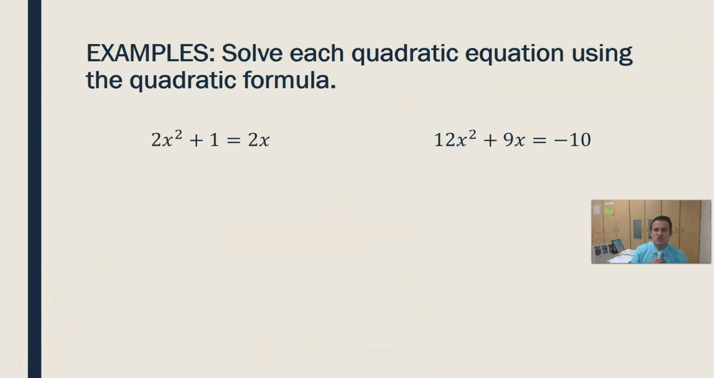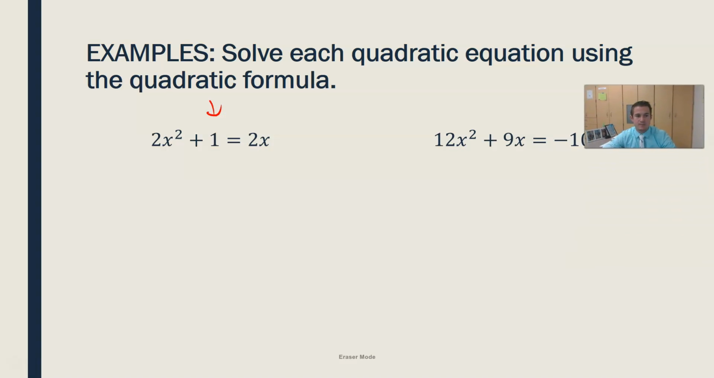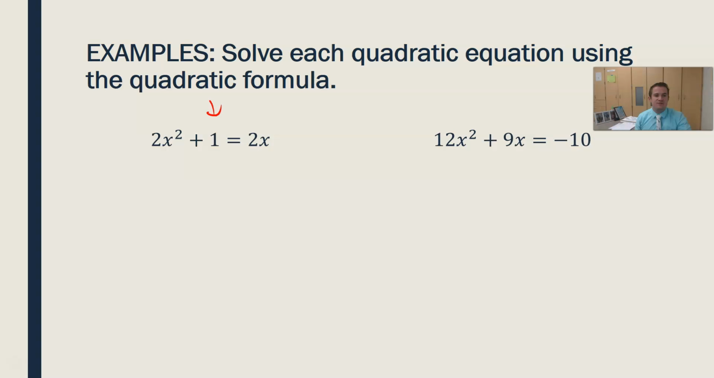Okay, let's do one more. I want to do this one because it's going to have some negatives. So I have 2x squared plus 1 equals 2x. And then I'll leave this one here for you to try on your own. So is this question right here in standard form? No, it's not. It's not set equal to 0.